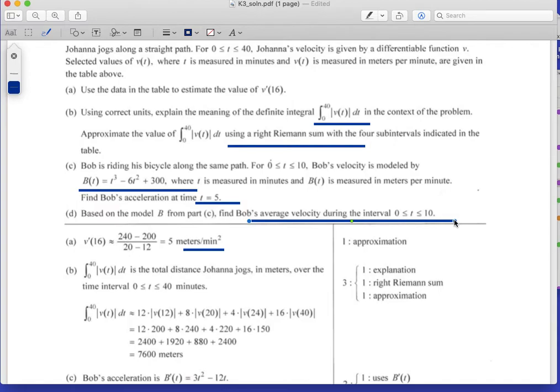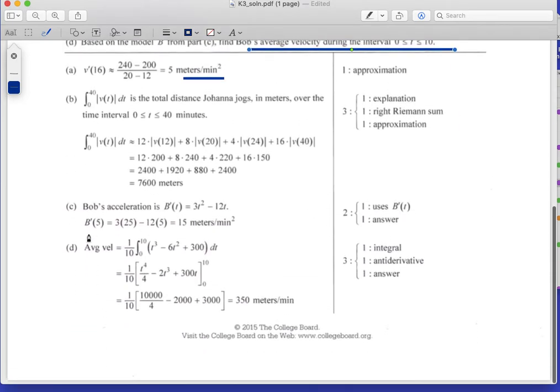Well, they gave us a velocity and they want an average velocity between 2 times, or for a time interval. That's screaming, find the average value of the function between 0 and 10. How do you do that? That's a formula. There it is, average value of the function, 1 over b minus a times the integral from a to b. So that's all they're doing there.